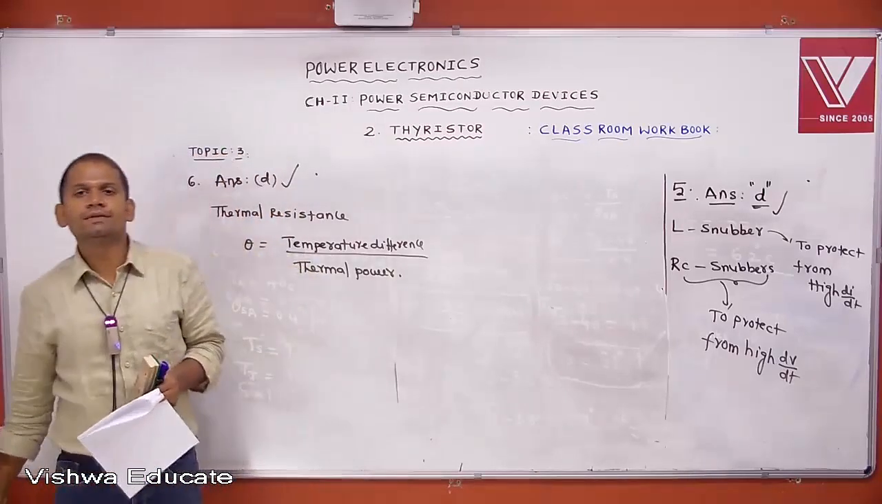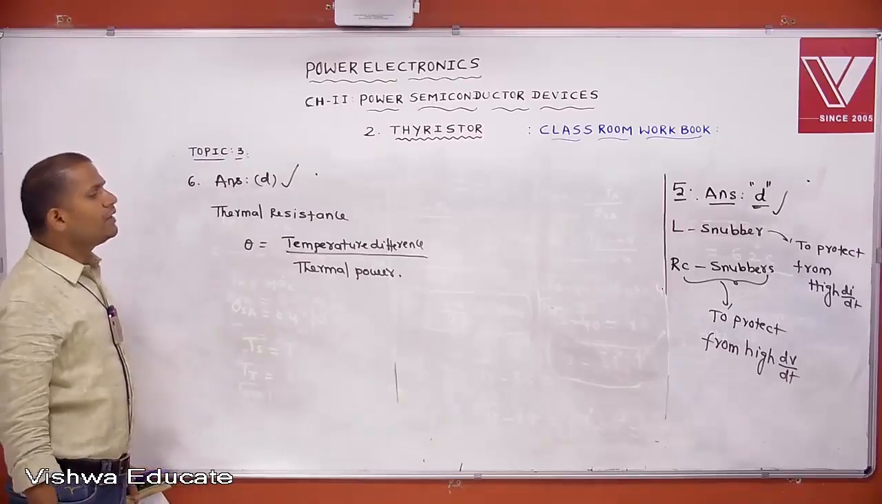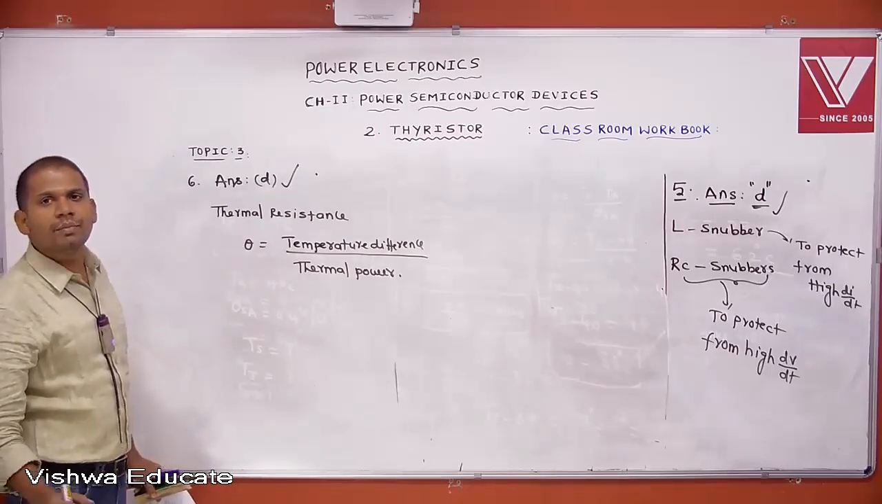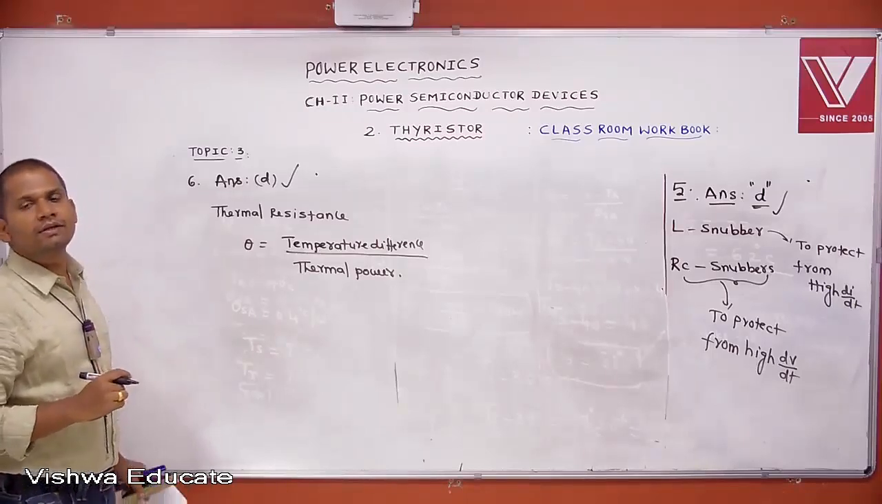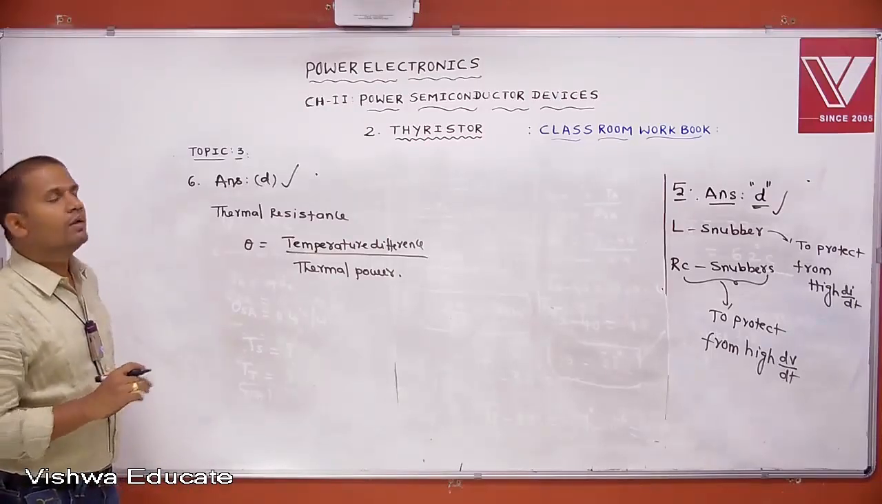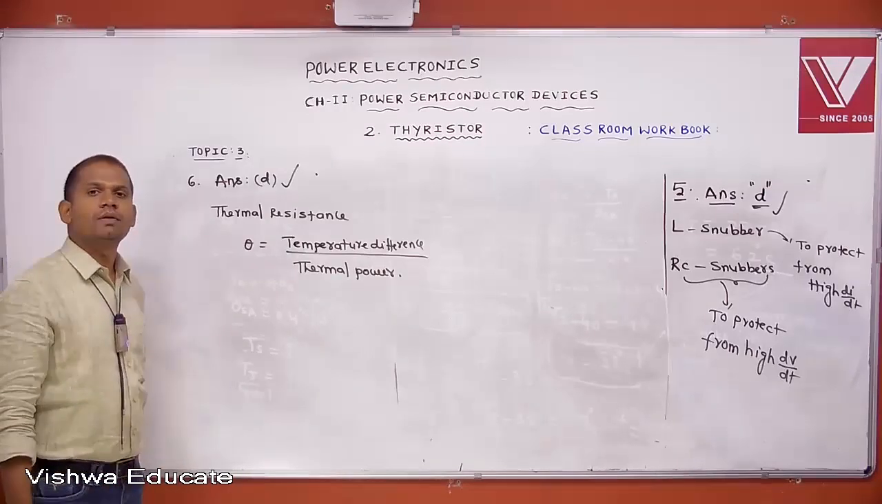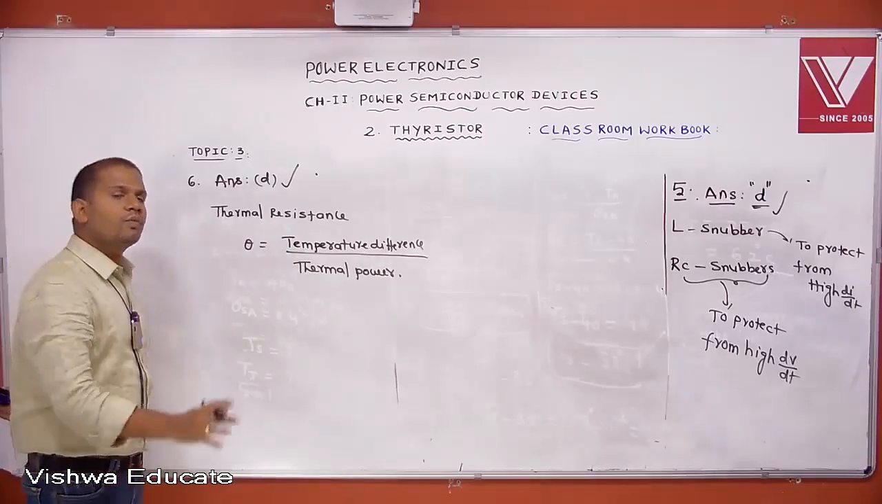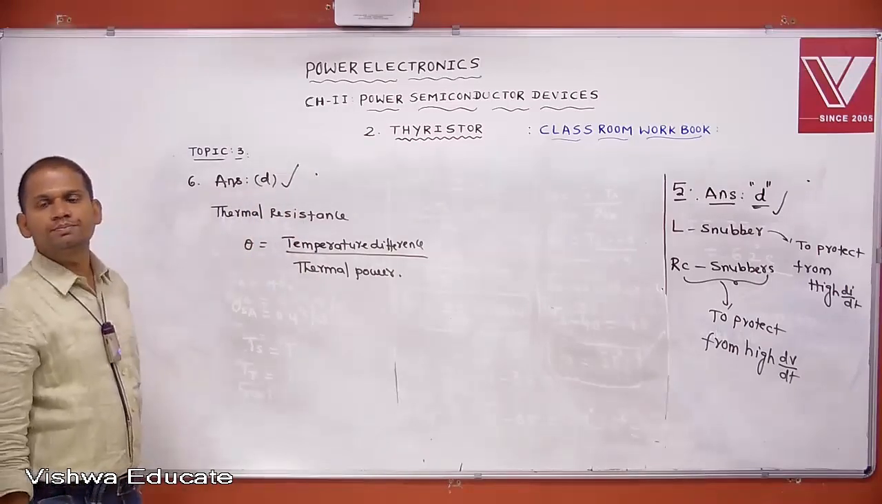Clear? Okay. This is about different models of questions based on snubber circuit and heating and cooling of a thyristor. These problems you concentrate. This is the classroom workbook; these are the models of questions given, and these are the answers you follow.